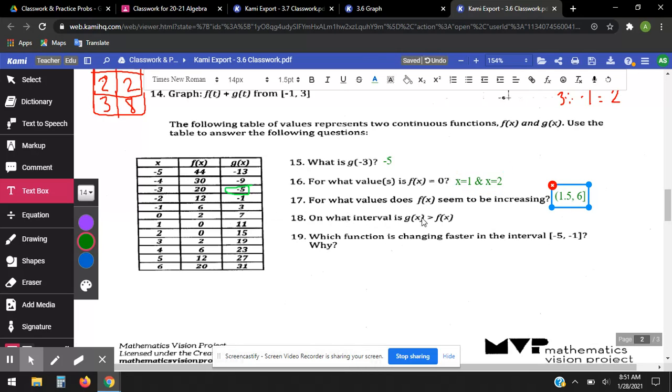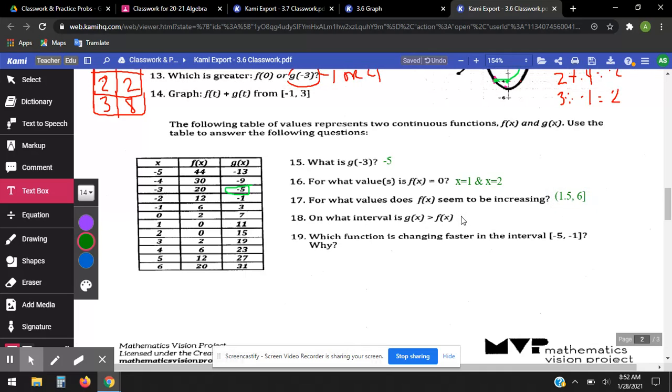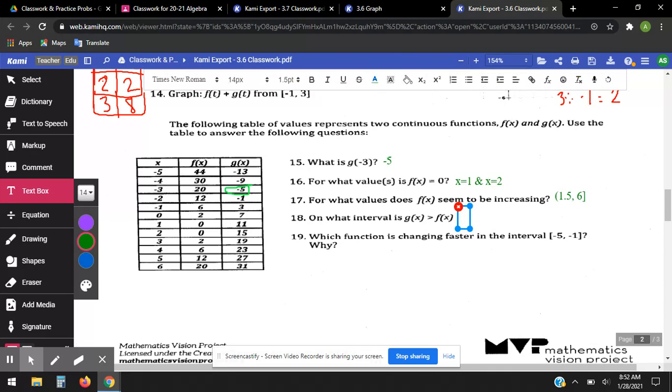Okay, on what interval is g of x greater than f of x? So now I need to compare these across. So it's not bigger, it's not bigger, it's not bigger. Here it's starting to get bigger. So when x equals 0, and we are staying bigger the whole way. So the interval when g of x is bigger than f of x is from 0 all the way up to 6.